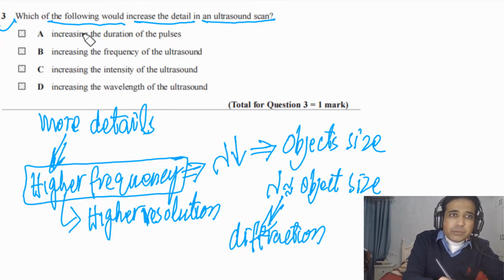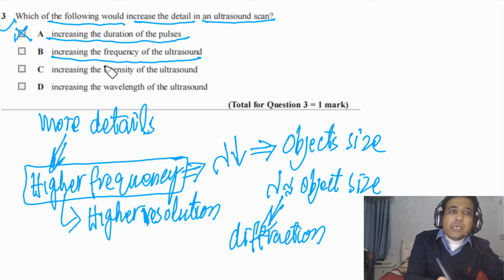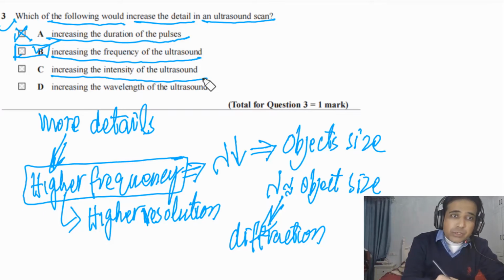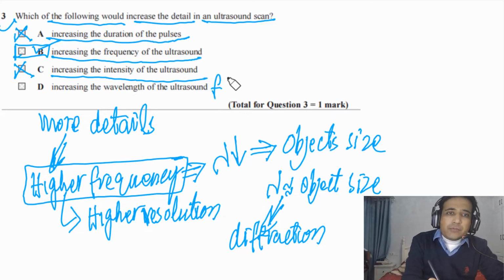Now if you look at the given options, this is telling us increasing the duration of the pulses. Actually this will reduce the details, so this is not possible. Increasing the frequency of the ultrasound, yes, this will increase resolution, so this is the possible answer. Increasing the intensity of the ultrasound waves will have no effect on details, so this is also not possible. Increasing the wavelength means frequency goes down, so the resolution will go down, meaning detail will be reduced, so this is also not possible. So these are the points you need to understand about ultrasound.